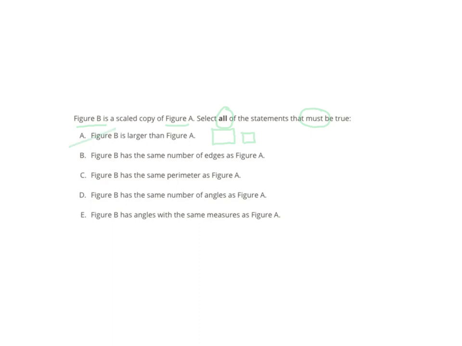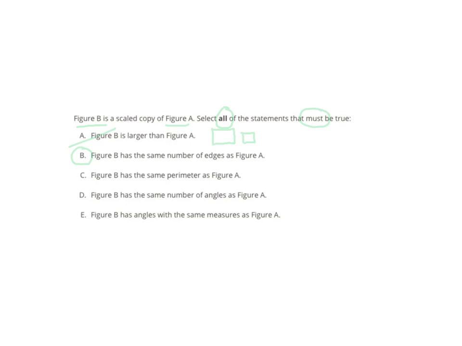Figure B has the same number of edges as figure A. Well, in order for them to be similar or be scaled copies, that's true. You can't have a square and a triangle. That won't work. So part B is certainly a must be true.